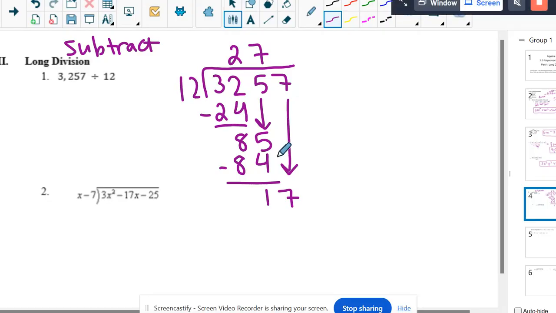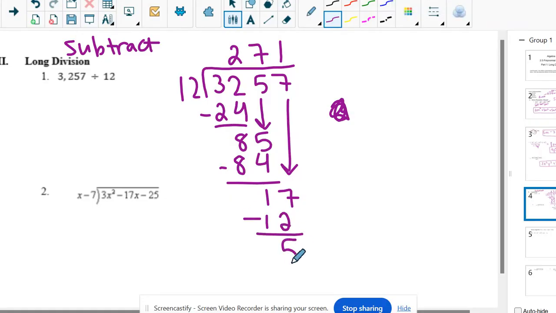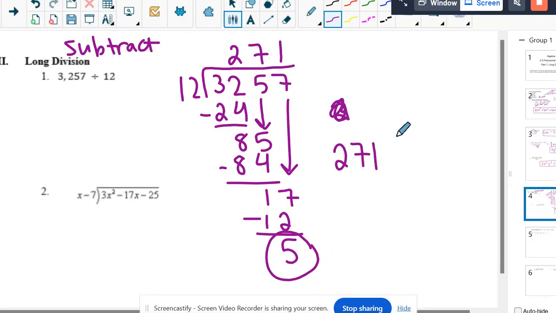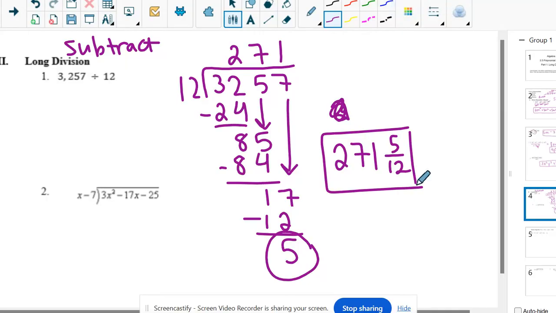How many times does 12 go into 17? Once. So the answer is, oh wait, no, I'm not done yet. I multiply those, and I get 12, subtract, and you get 5. There's nothing left, so 5 is the remainder. You could go into decimals, but we're not going to do that because we can't write polynomial decimals. So the final answer would be 271 and 5/12. Or if you want, you can convert 5/12 into a decimal.